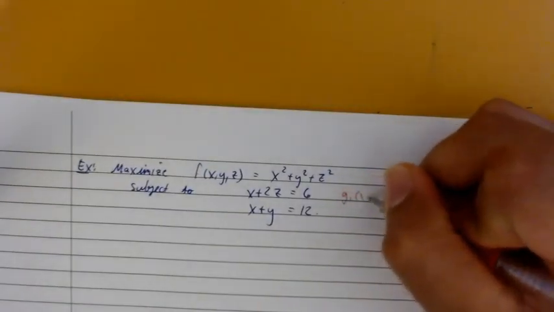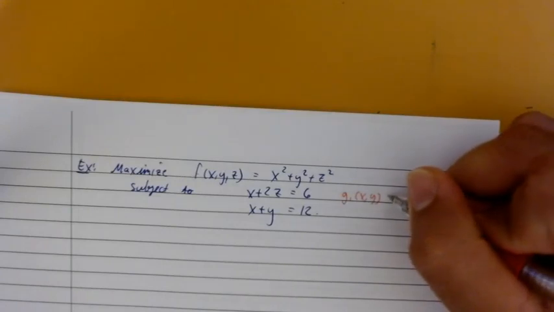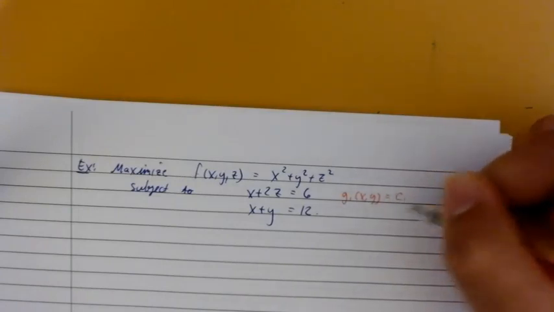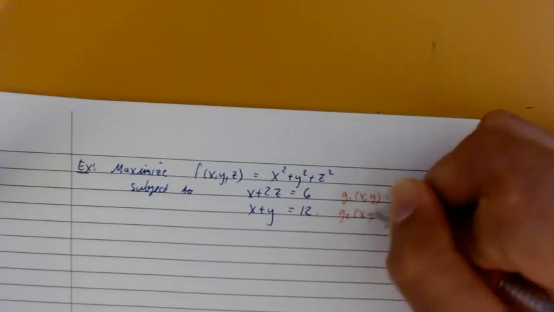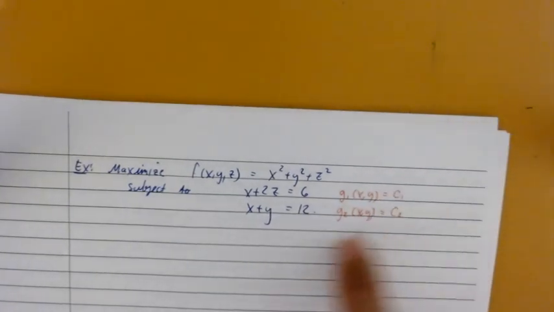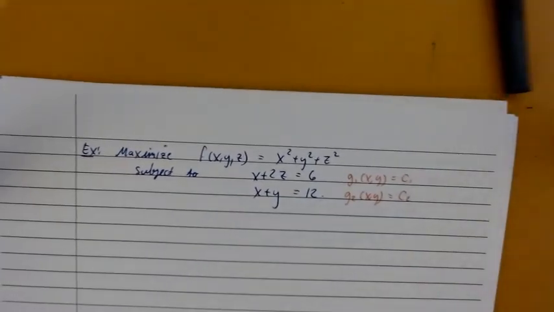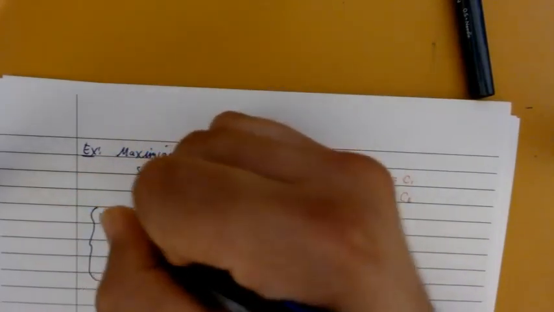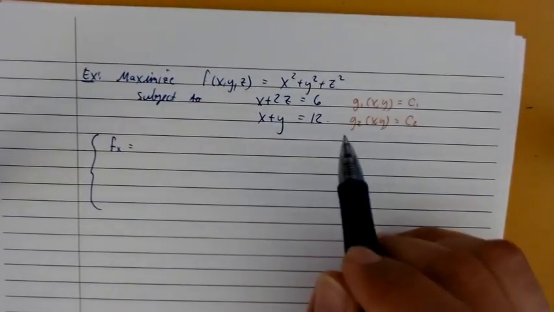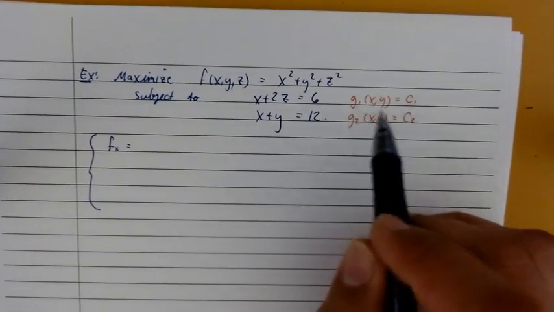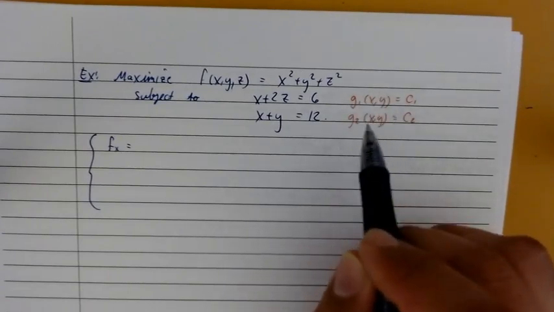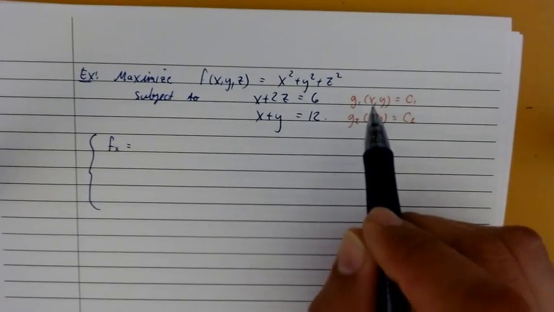So here, as I mentioned, I'm going to call one of these g1 of x comma y, and that's equal to a constant. And then g2 of x comma y, that's equal to some potentially other constant. All right, so my notation will look something like this. I'm still going to want my f sub x to equal a constant times the derivative with respect to x of my constraint.